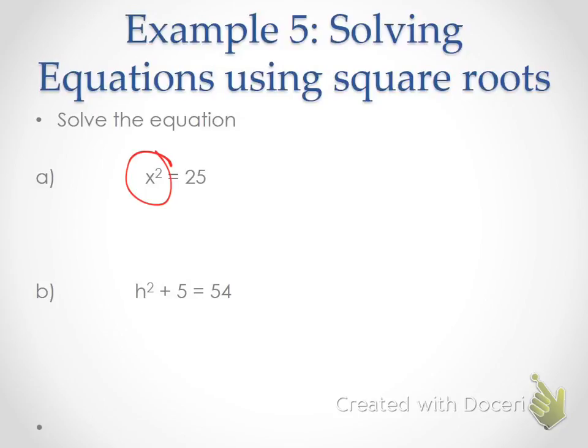Now I have an exponent connected to my variable. So the opposite of squaring a term is to take the square root. So since I'm squaring x, in order to get x by itself, I have to take the square root. Whatever I do to one side, I do the exact same thing to the other side. Take the square root of both sides.